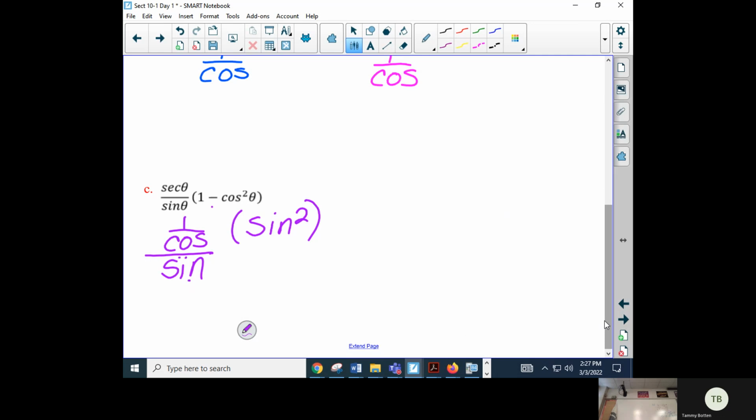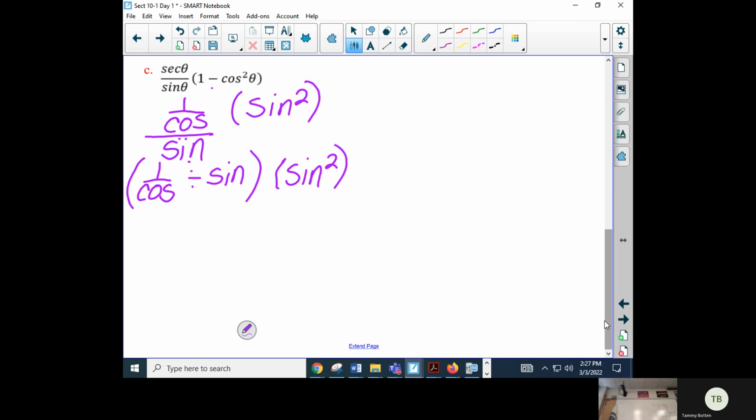Let's do that. Do you guys get that over here, this is 1 over cosine divided by sine? And it's times sine squared. Okay? Do you understand that? All I'm doing is I'm going to keep simplifying, and this is sine squared. Now, I can rewrite this as a multiplication problem. And do you get that I would then have the reciprocal of sine over 1, which is 1 over sine, times sine squared?